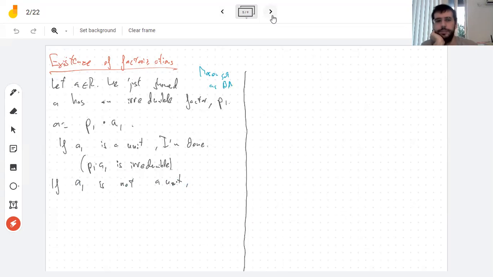If A1 is not a unit, then what do I do? By the lemma, A1 has an irreducible factor. Yeah, awesome, thanks.